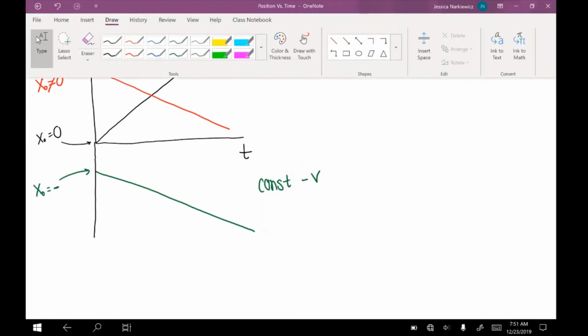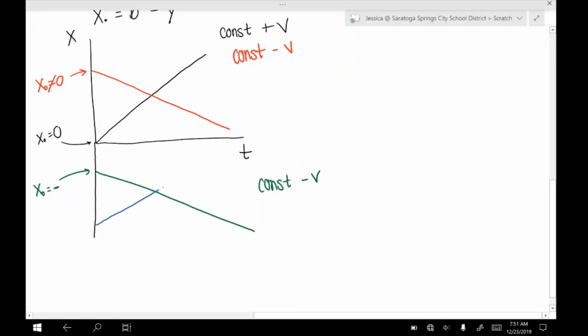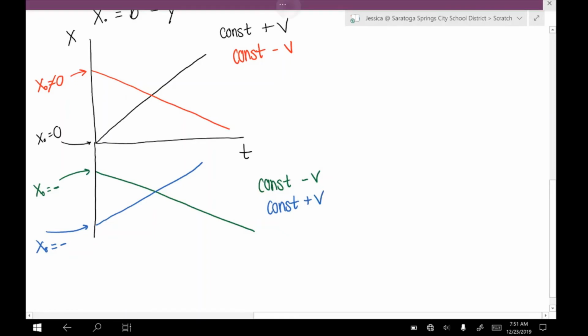And then I could also draw a graph like this, where we still have a negative initial starting position, but we move closer to the origin, so we're moving right, and this would have a constant positive velocity.